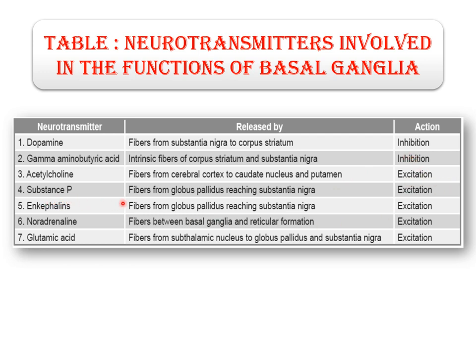Then substance P, released by fibers from the globus pallidus reaching substantia nigra, and action is excitation. Then enkephalins, released by fibers from the globus pallidus reaching substantia nigra, action is excitation. Then noradrenaline, released by fibers between the basal ganglia and reticular formation. Action is excitation. Then glutamic acid, released by fibers from the subthalamic nucleus to globus pallidus and substantia nigra, and action is excitation.